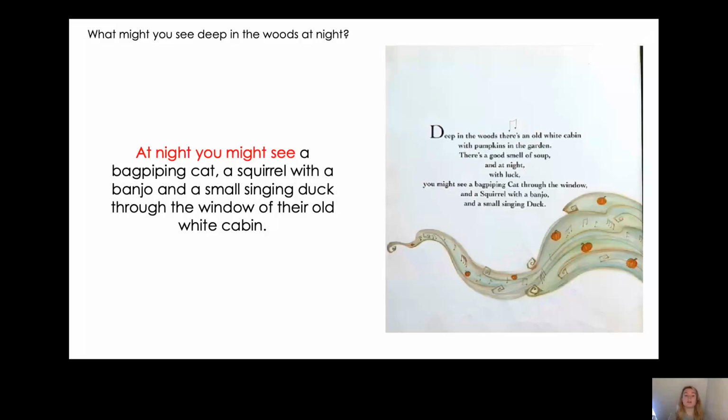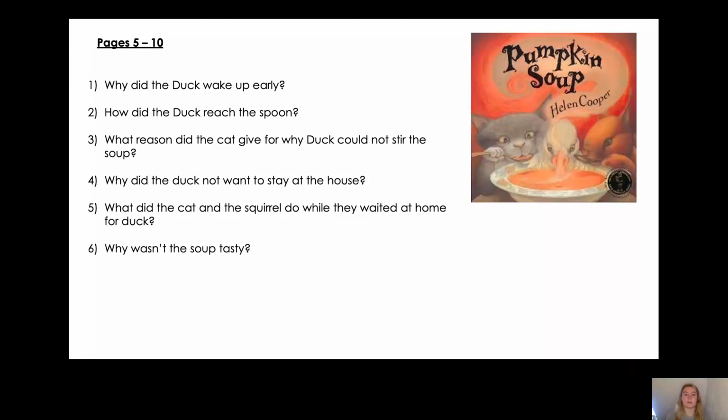So not only have I said what you might see, I've said where you might see it, because it says in the woods, but I want to give even more detail and say where in the woods. Okay, so you can expand your answers and make them even more detailed as long as you answer the question of what. Okay, so these are the questions you're going to be answering on your own, and they're from pages 5 to 10 of the Pumpkin Soup book, which I have sent you copies of by email.